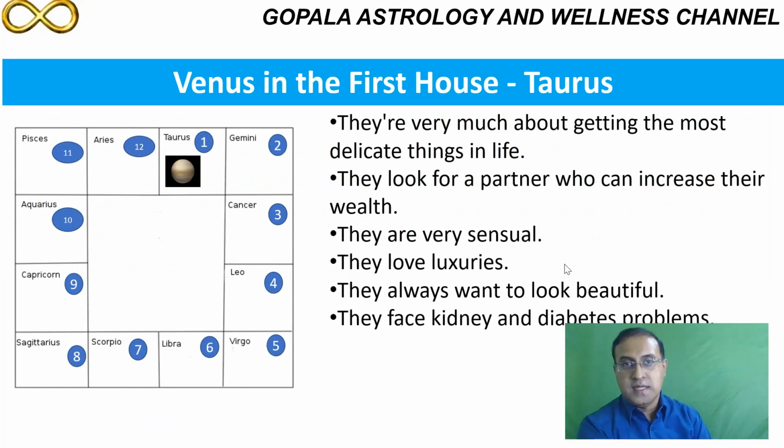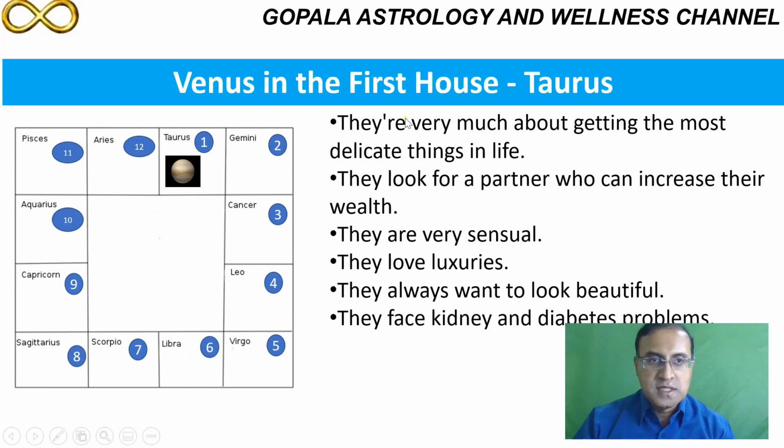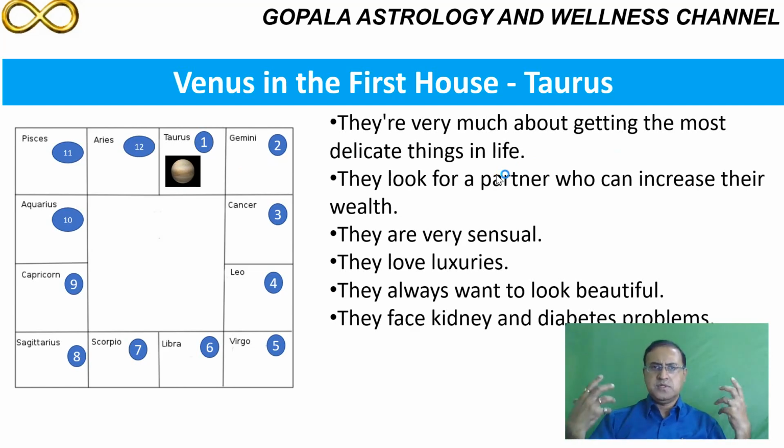Imagine this is Venus, the ruler of the first house, in Taurus, or Vrishabha Rashi. Now the equation changes completely. Venus is a completely different planet in Taurus. They are very much about delicate things in life. They like beauty, they like security, they are more into financial controlling jobs. They always like to make themselves up and want to look beautiful. In the end, they may also have some kidney problems and diabetes problems.